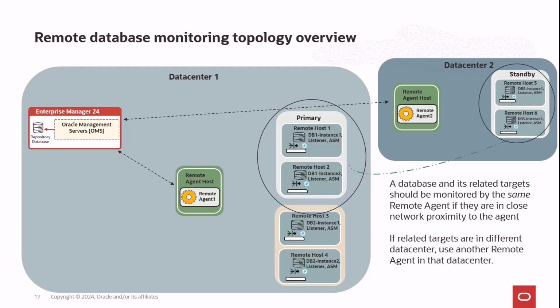to monitor those targets. Using these guidelines, we use Remote Agent 1 in Data Center 1 to monitor the primary database and its related listener and ASM targets, as well as the other databases in Data Center 1. We don't use Remote Agent 1 to monitor the standby because it is not close in network proximity to Remote Agent 1. Instead, we use another agent, Remote Agent 2, in Data Center 2 to monitor the standby database because it is in close network proximity to the standby.